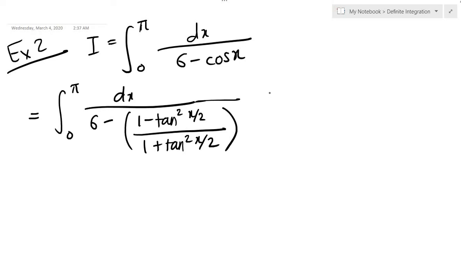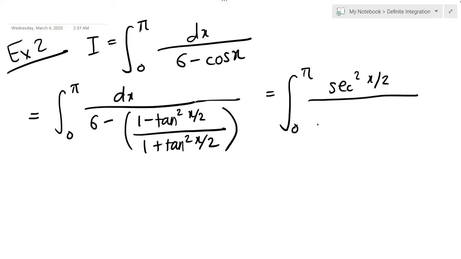And simplifying this much more, integral from 0 to pi of, well, this denominator is going on top, and 1 plus tan squared x by 2 is the secant squared x by 2. Then the denominator gets cross multiplied with the 6, so we have 6 plus 6 times tan squared x by 2 minus 1, I'm opening this bracket, plus tan squared x by 2.